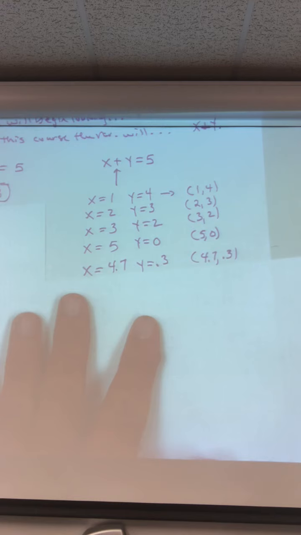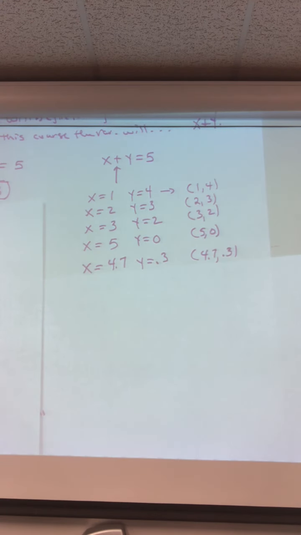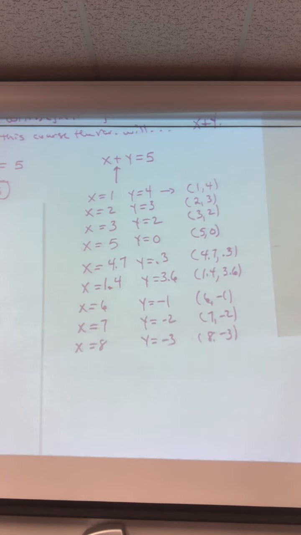4.7 and 0.3. Do those two numbers add together to give you 5? Yes. 1.4 and 3.6. Do these two numbers add together to give you 5? Yes. 6, negative 1. 7, negative 2, 8, negative 3, 9, negative 4, 10, negative 5.